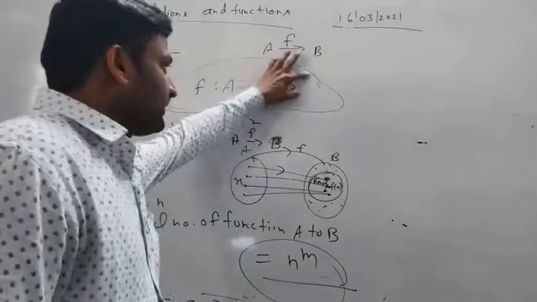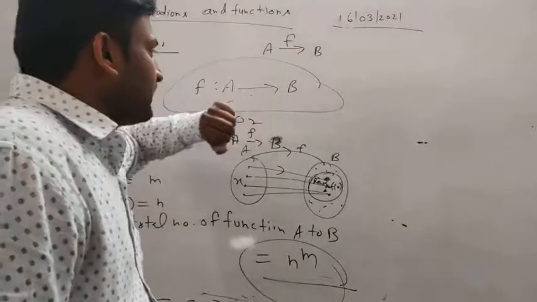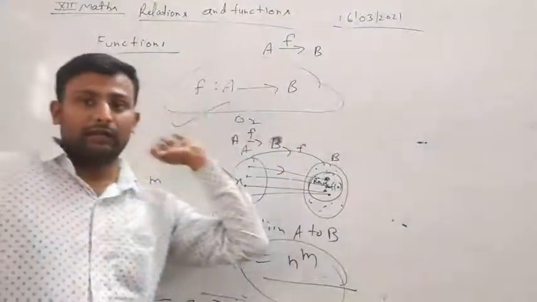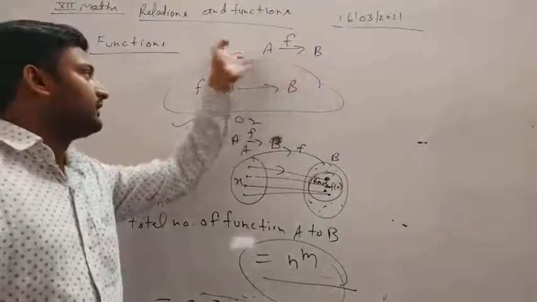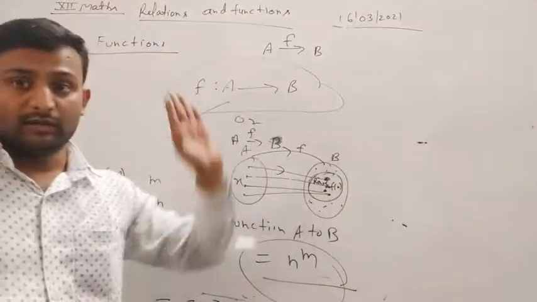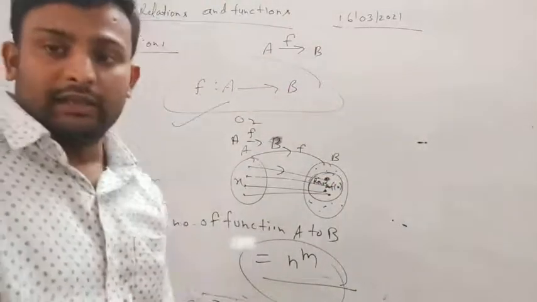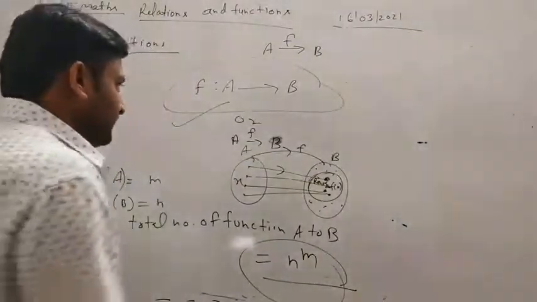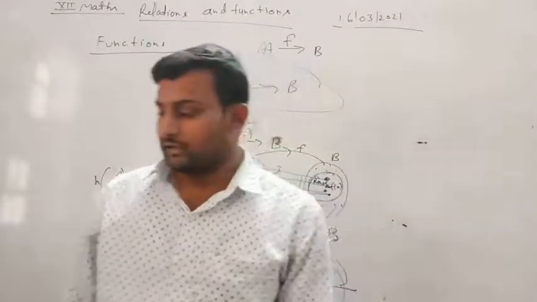If B is a subset of the set of real numbers, then we can say it is a real valued function. But if A and B are both subsets of the real numbers, then we can say this is called a real function. Is that clear?